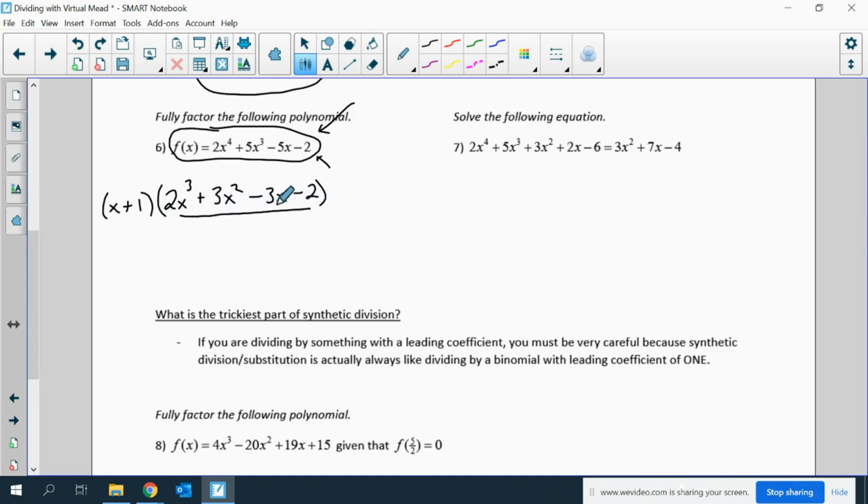And so now I can look at this and say, do I know how to factor this? Well, it doesn't appear it's going to work very well with grouping, so maybe I have to do another synthetic substitution and kind of see what I can do and try and factor it.